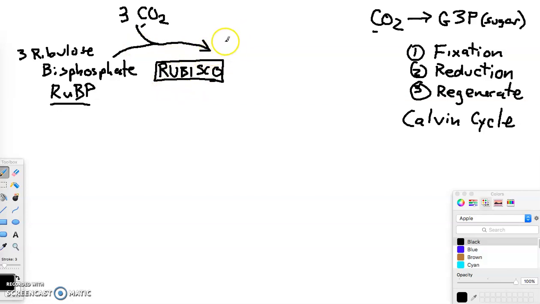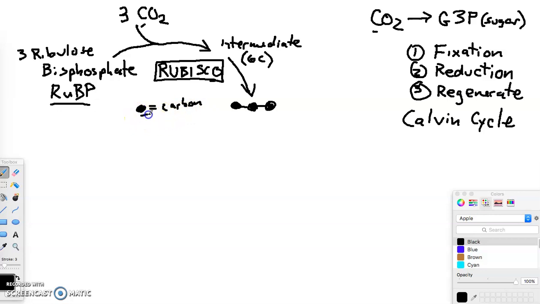What we generate from that is an intermediate molecule, and it's short-lived. The important thing to point out here is that this is a 6-carbon molecule. It's short-lived, and it's going to break in half and generate a 3-carbon molecule. You don't need to know the name of it. I'm just going to draw it as little carbons like so. So a 3-carbon intermediate in this case.